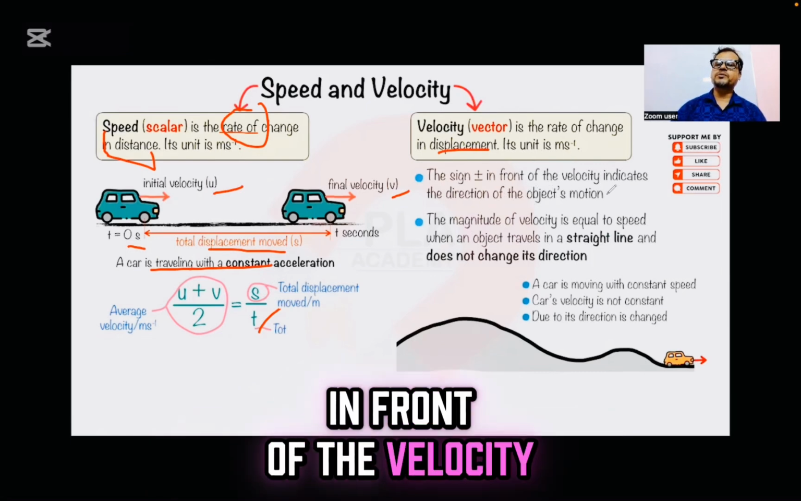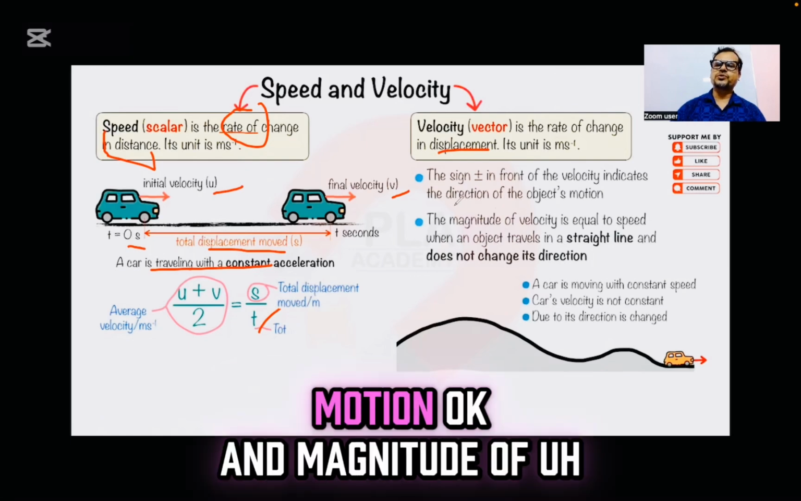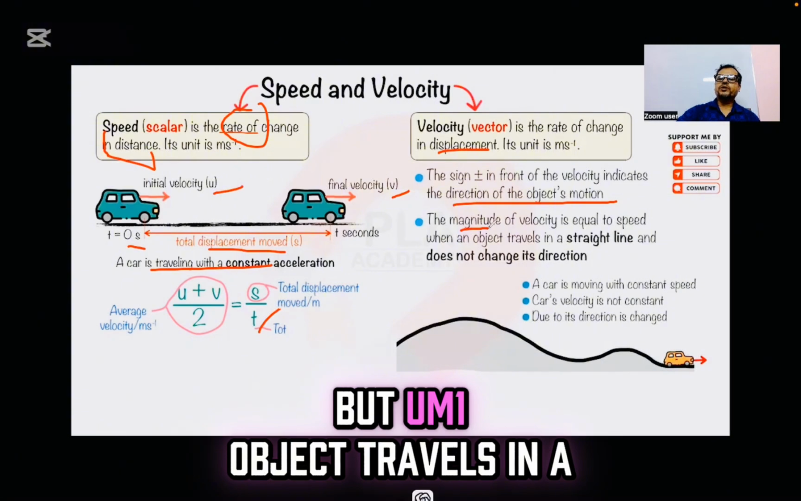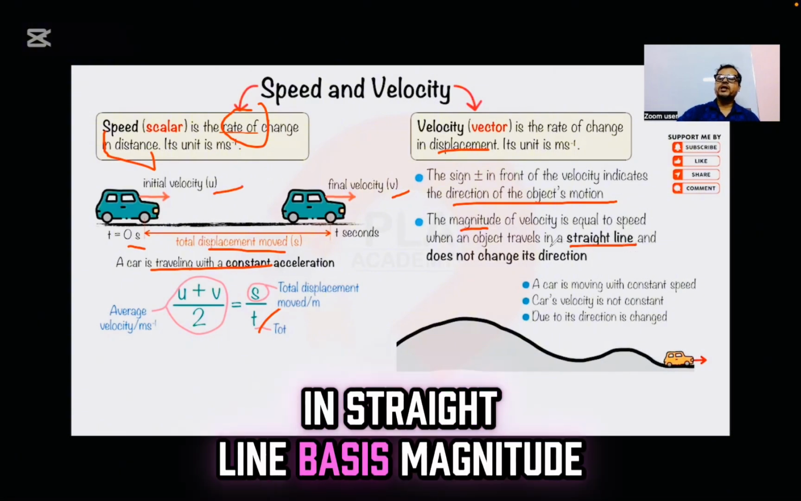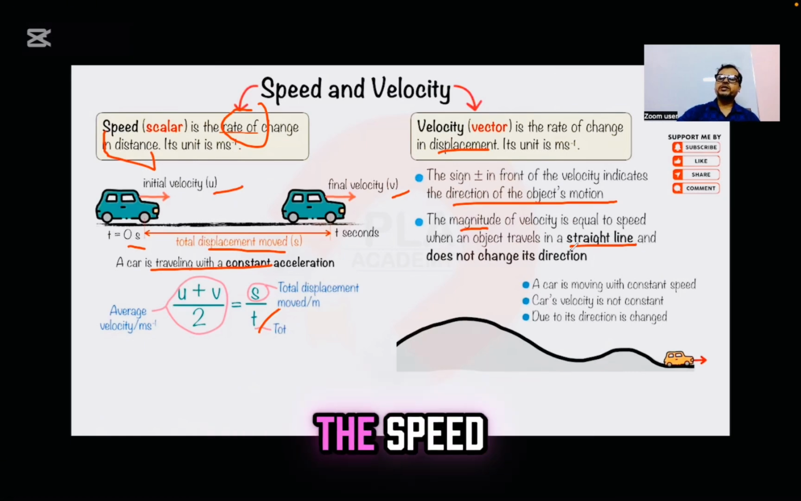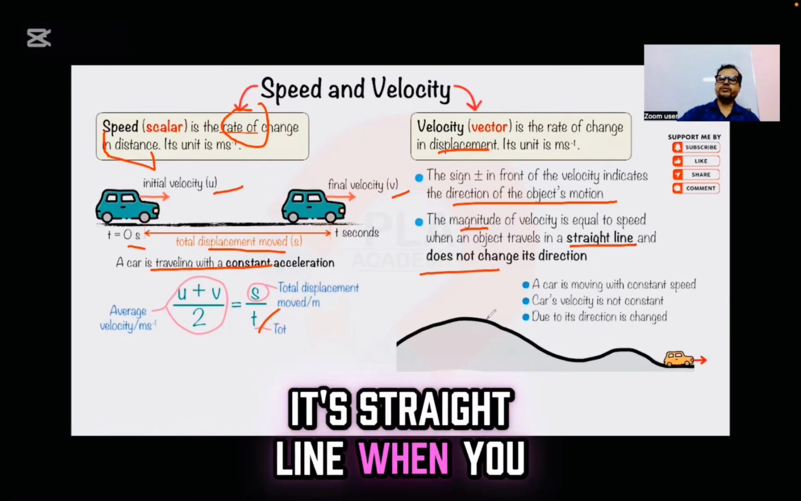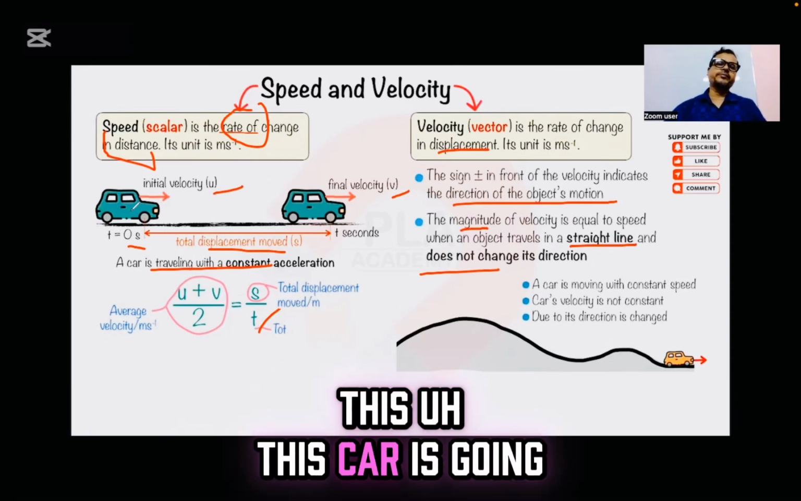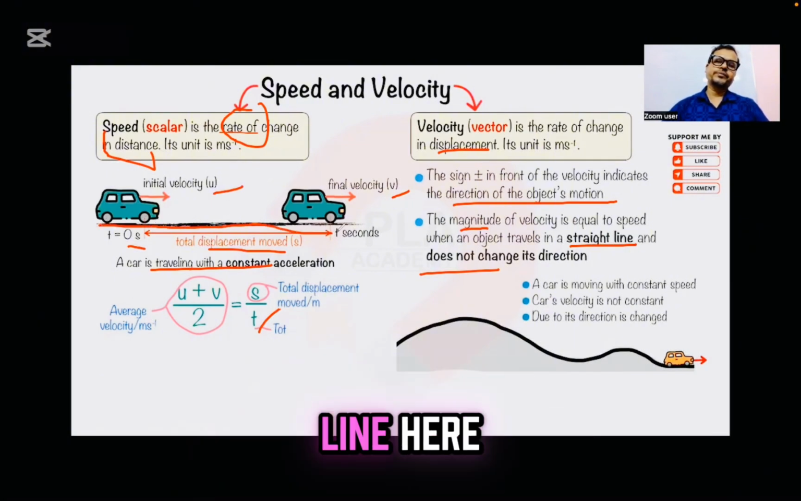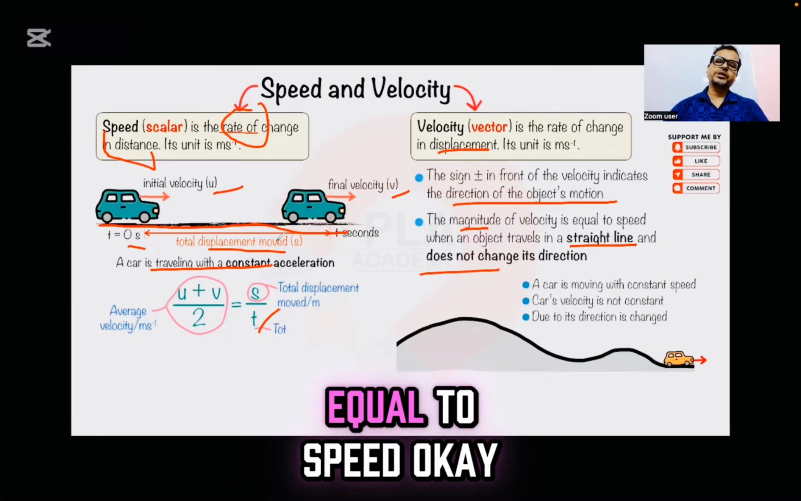A plus or minus sign in front of the velocity indicates the direction of the object's motion. The magnitude of velocity is equal to the speed when one object travels in a straight line and does not change its direction. This car is going with velocity u along a straight line. Here the magnitude of velocity is equal to speed.